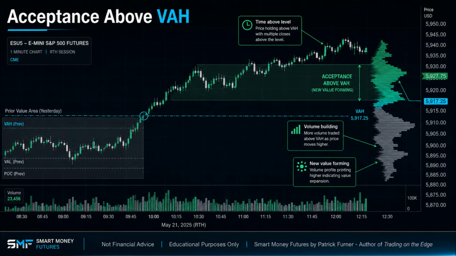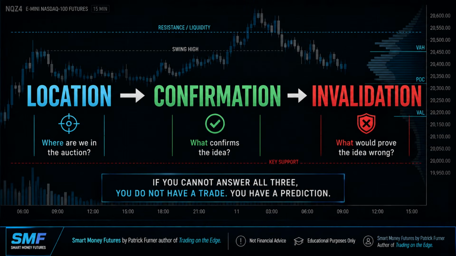These 3 questions are the entire framework. Location, confirmation, invalidation. If you are trading market structure without a clear answer to all 3 before you enter, then you are trading pattern recognition. You are reacting to a visual on the chart, not to the auction process the chart represents. The issue is usually not that traders lack tools.